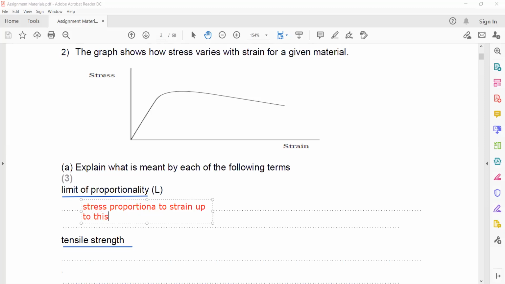Up to this point. And what about the tensile strength? It is the greatest or the maximum stress. Yes, you can mention obeys Hooke's law. Or the greatest stress or maximum stress before the object breaks, or when the object breaks we use the term fracture.